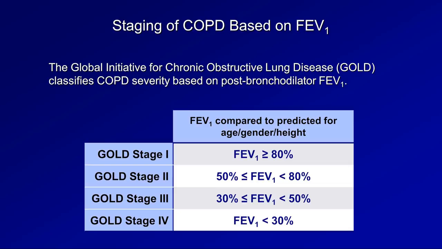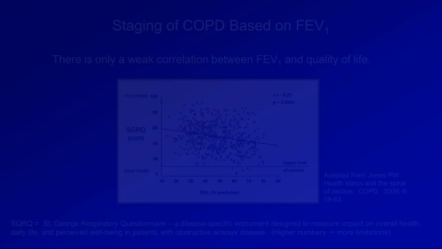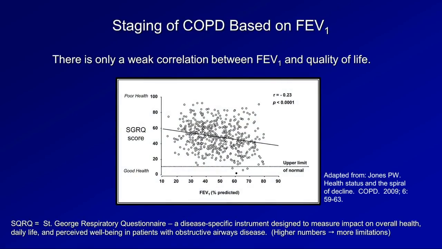Despite this staging system's use in clinical practice, there is actually only a weak correlation between FEV1 and quality of life. Consider the following graph in which a score of quality of life is plotted against FEV1. The higher the score on the scale, actually the worse the quality is. The individual dots each represent a person, and each color band represents a different COPD stage according to the GOLD system. Although there is a statistically significant correlation when the population is looked at as a whole, there is little predictive power for an individual person.